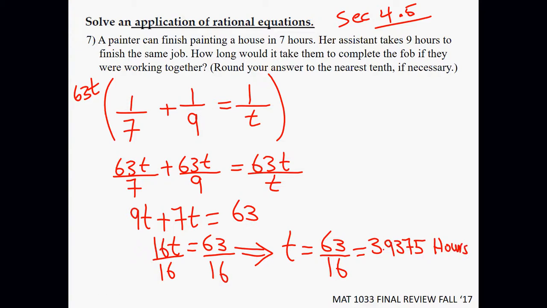Hours. Now they ask you to round your answer to the nearest tenth, which means 3.9 hours. Which is part B of the question.